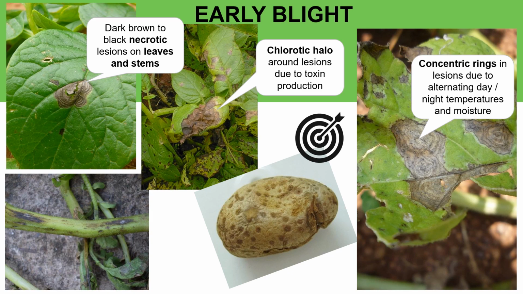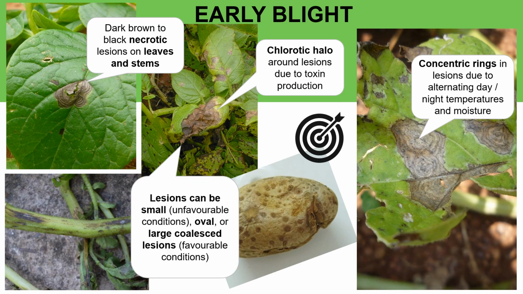One can also often see very small lesions under unfavorable conditions, but then as the conditions become more favorable for the pathogen, the lesions enlarge and become coalesced lesions. On tubers, we don't see a lot of early blight lesions, but this pathogen, Alternaria solani, can cause dark sunken lesions on tubers.